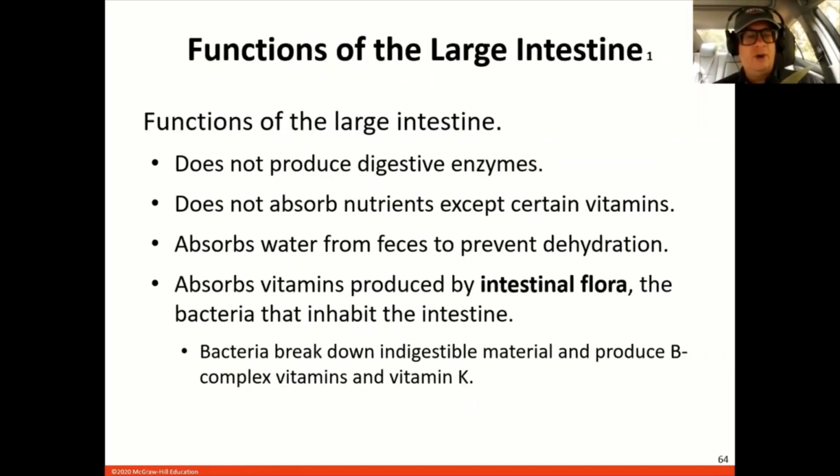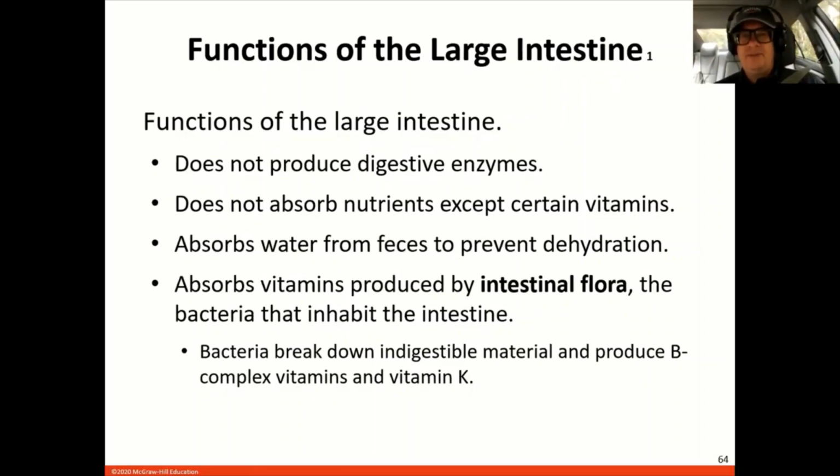So what is the purpose of the large intestine? It doesn't make any enzymes. It doesn't absorb most nutrients. There are a few vitamins, but most nutrients it doesn't. What it does is absorb water from feces to prevent dehydration. This is a fancy way of saying that it makes the poop more compact because it takes the water out, keeps the water inside the body because water is precious. You need that stuff.